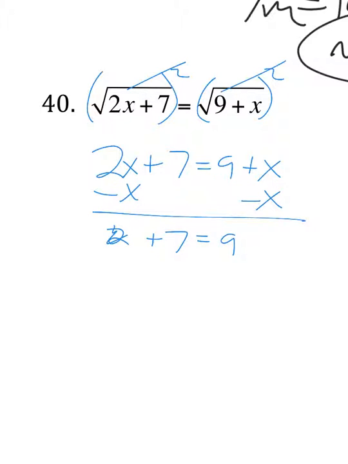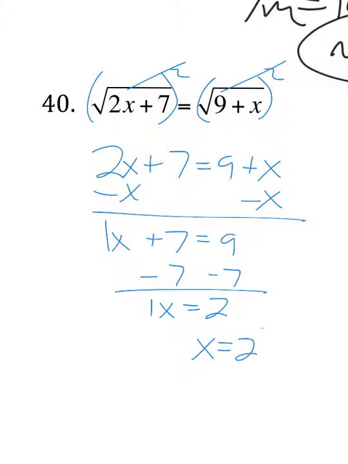This is just going to be 1x plus 7 equals 9. Subtract 7, subtract 7. 1x is equal to 2. So x is equal to 2 is your answer.